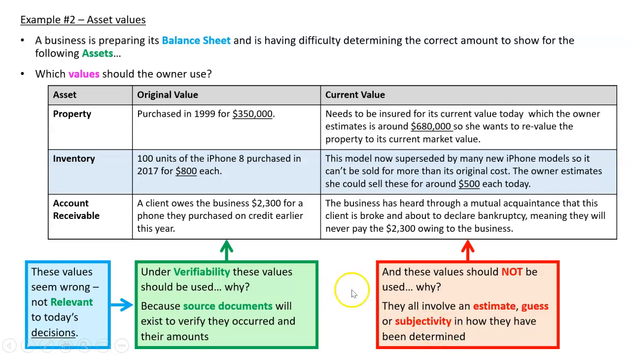I guess the question now becomes, well, a lot of these values are stupid. They don't reflect reality. They're not relevant to today's decisions. That's because there's going to be a real big conflict between relevance and verifiability. But we'll look at that in another video and say, actually, verifiability is a bit flexible. Maybe we can use some of these. But we'll look at that in a video later on.